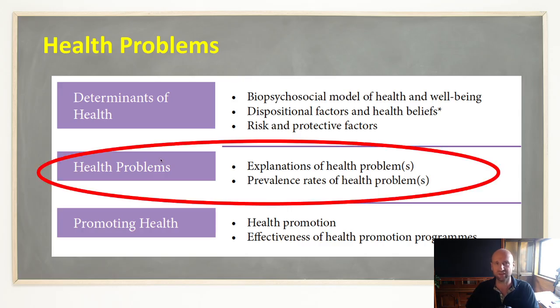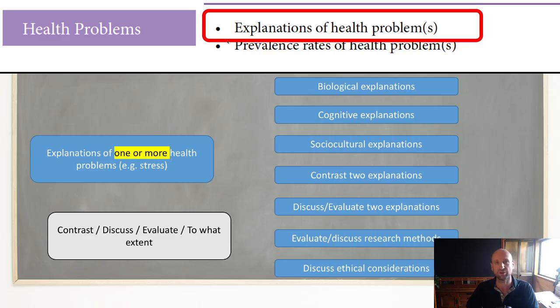Alright, so let's have a look at the exam questions for the health problems topic. Alright, so health problems has 2 content points, explanations and prevalence rates. So if we look at this first one, explanations, the types of exam questions you might get could be the approaches. And this is why I like this topic for the exams. It makes perfect sense to link the 3 approaches to this topic in this particular content point. You got biological explanations of, say, stress or obesity, cognitive explanations, and socio-cultural explanations.